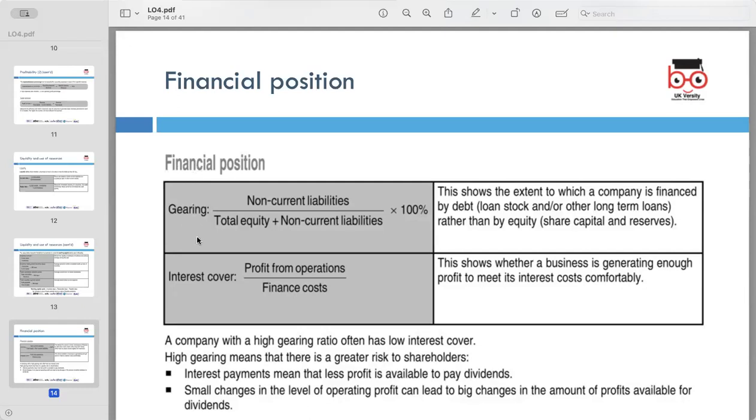Interest cover assesses a company's ability to meet its interest obligations from its operating profit. It is calculated by dividing profit from operations by finance cost, then multiplying by 100. So higher interest cover ratios indicate that the company generates sufficient operating profits to comfortably cover its interest expenses, reducing the risk of financial distress.